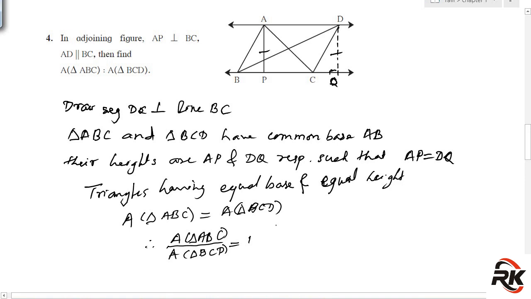Both triangles having common base BC, and height of both triangles are AP and DQ respectively, and AP and DQ are the perpendicular distance between two parallel lines, means AP is equal to DQ, means these two triangles having common base BC, means base is equal and heights also equal, therefore areas are equal, therefore the ratio of their areas is 1. Now fifth example.